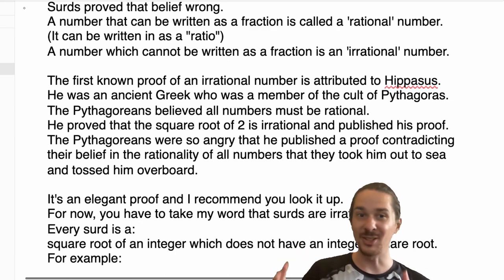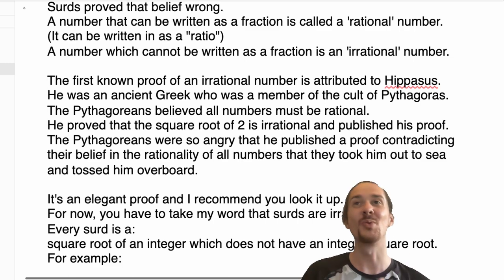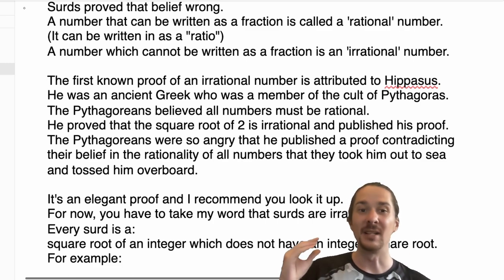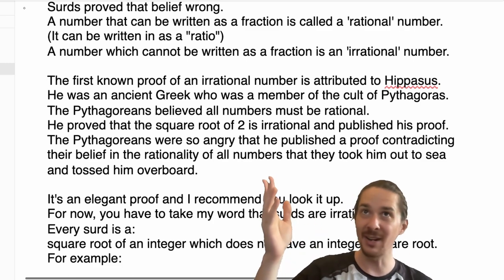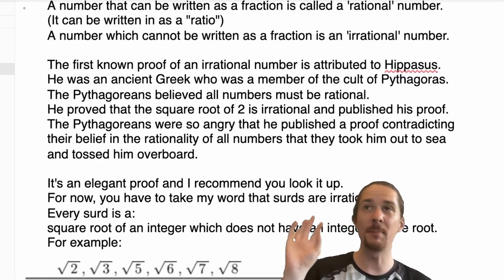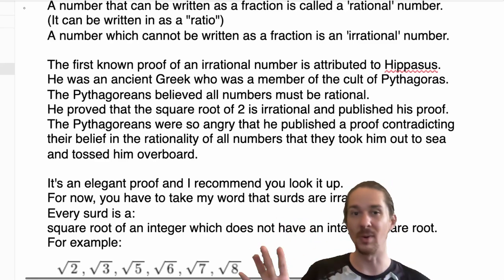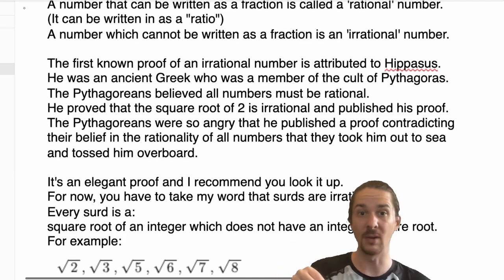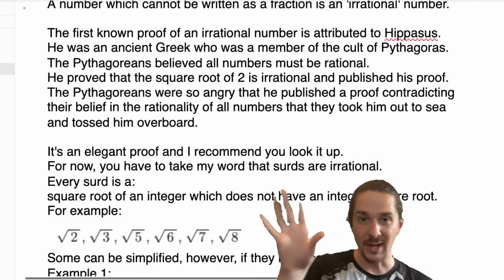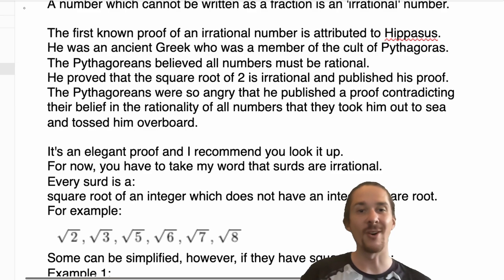So, the stakes are high. Let's not make a mistake. Let's make sure that we know what's going on, because some people really care about this. Now, Hippasus' proof is quite elegant. It's a nice one. I'm not going to cover it today because it's not relevant to what we're studying right now. But right now, take my word, surds are irrational.